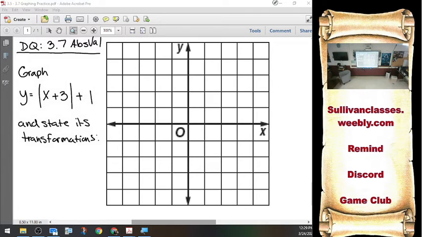Graph it and tell me the transformations. That's just what they were. That's what that whole section was.